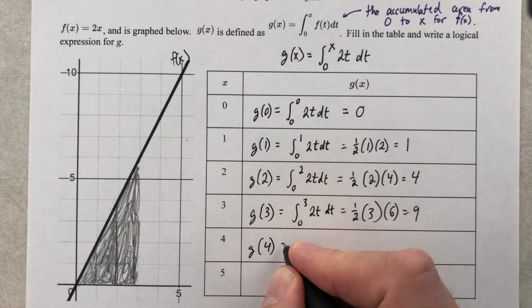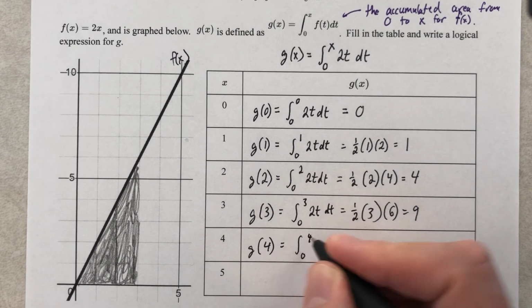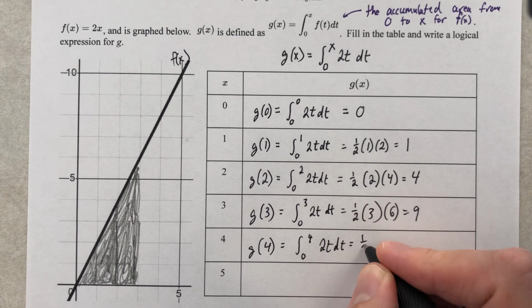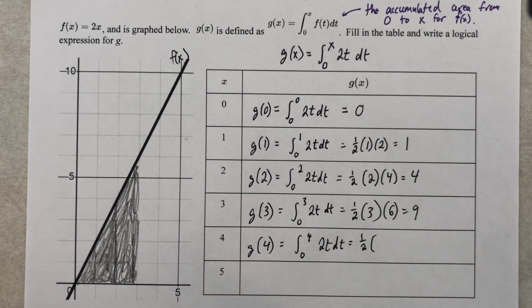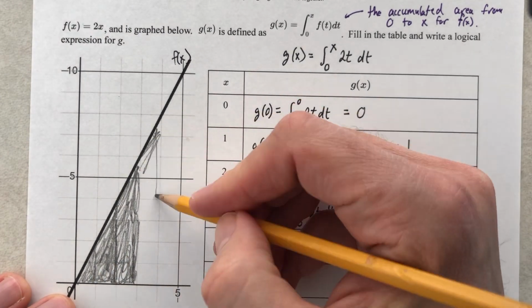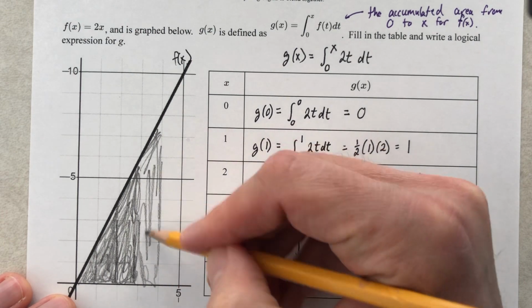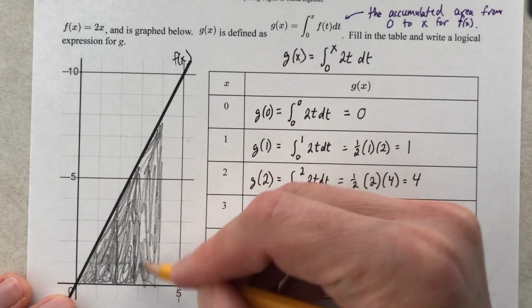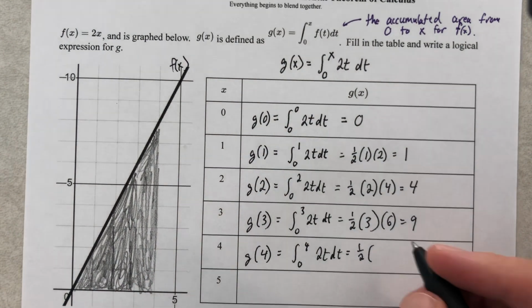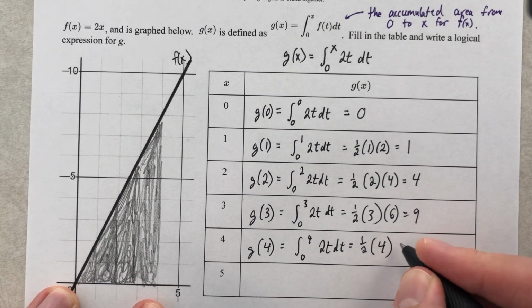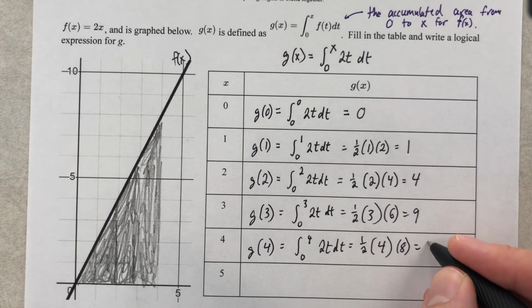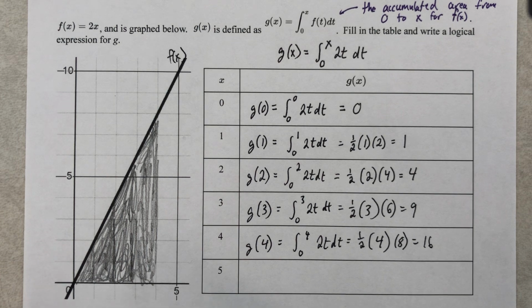G of 4 is the area from 0 to 4 of 2t dt, and that is all this that I've already shaded plus this extra piece right here. There we go, shading one extra little piece at a time. And it's 1/2 base, which is 4, times height, which is 8, and that's going to give me 16. Okay, you know the next one, right?